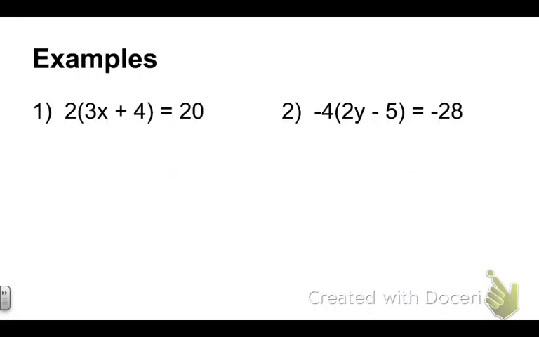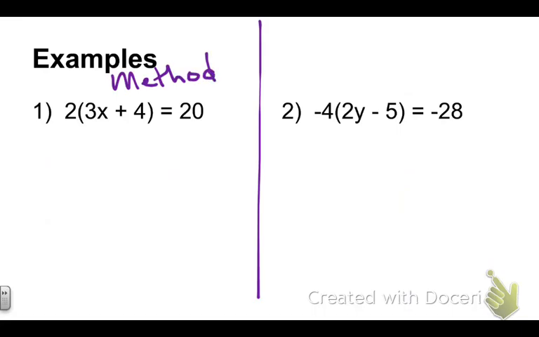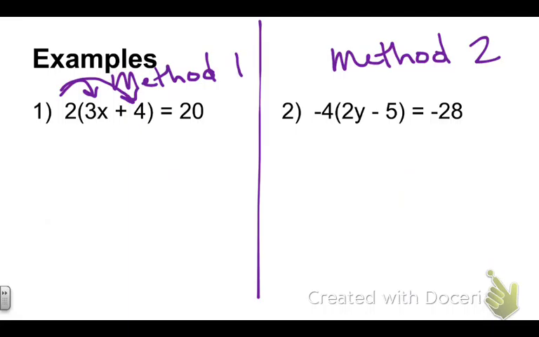So, for example, let's do method 1. Let me just split it down the middle here. I'll put method 1 here, just so you know what we're doing. And I'll put method 2 here, again, just so you know what we're doing. So one way you can do this is just use the distributive property. Alright, take that outside number and multiply by everything inside the parentheses.